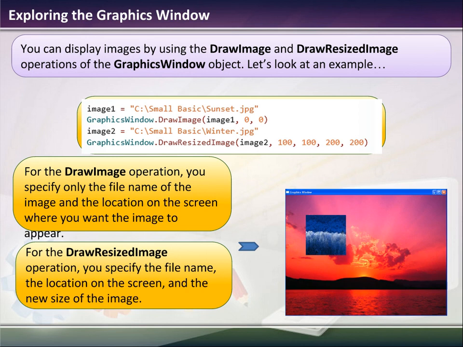So when we're done, what we've done is we've taken image number 1, which is a sunset image, and we drew the image, and then we resized image number 2, which is a winter picture, and we've placed that strategically within the graphics window, and then we've also resized it. So I can assume that the image 2 is a bigger image, and we resized it to fit the dimensions that we defined in our program.